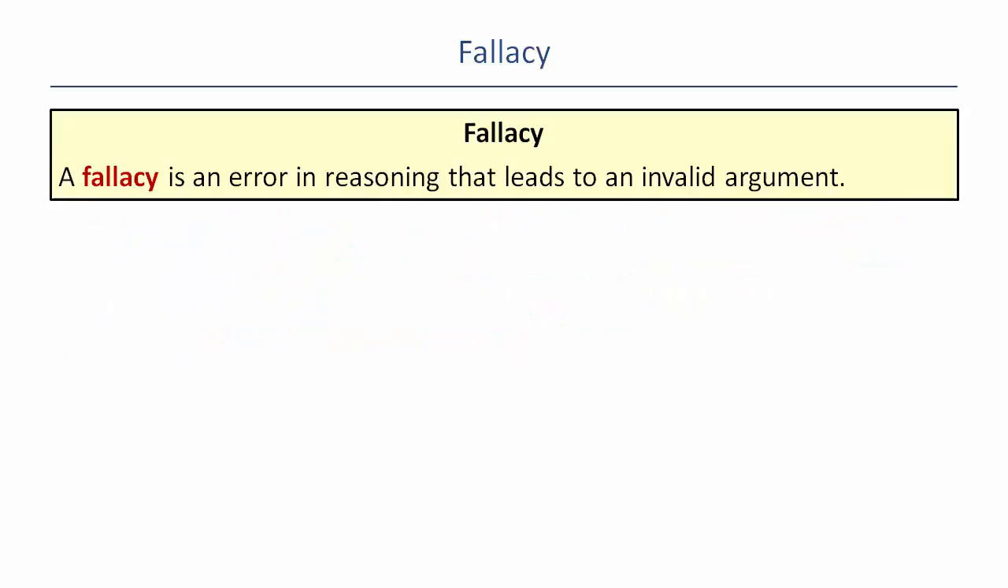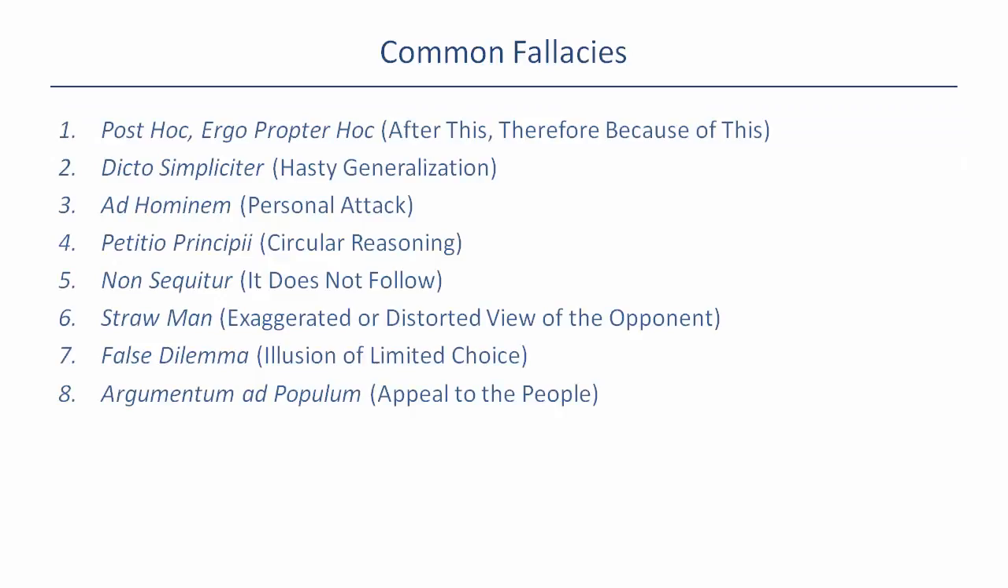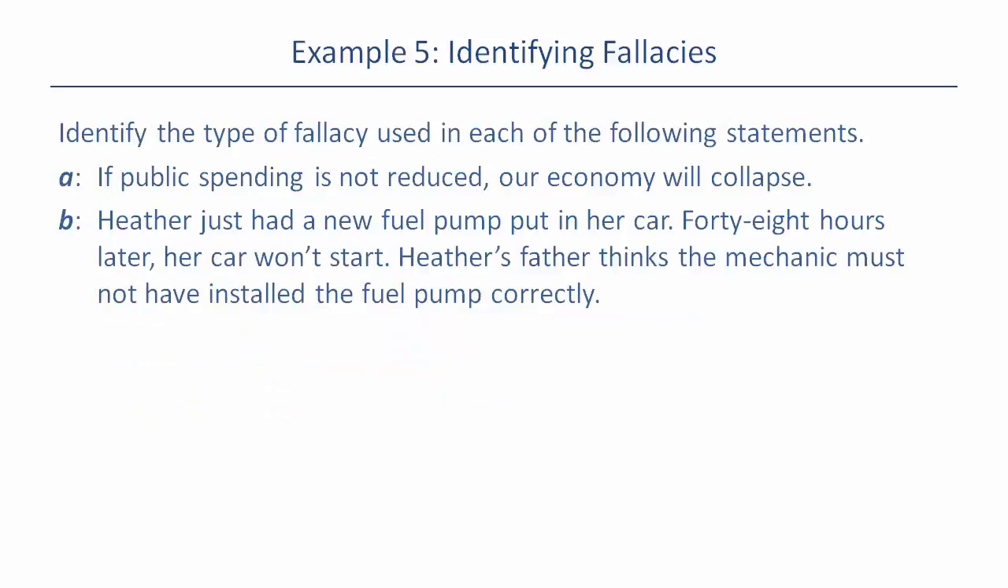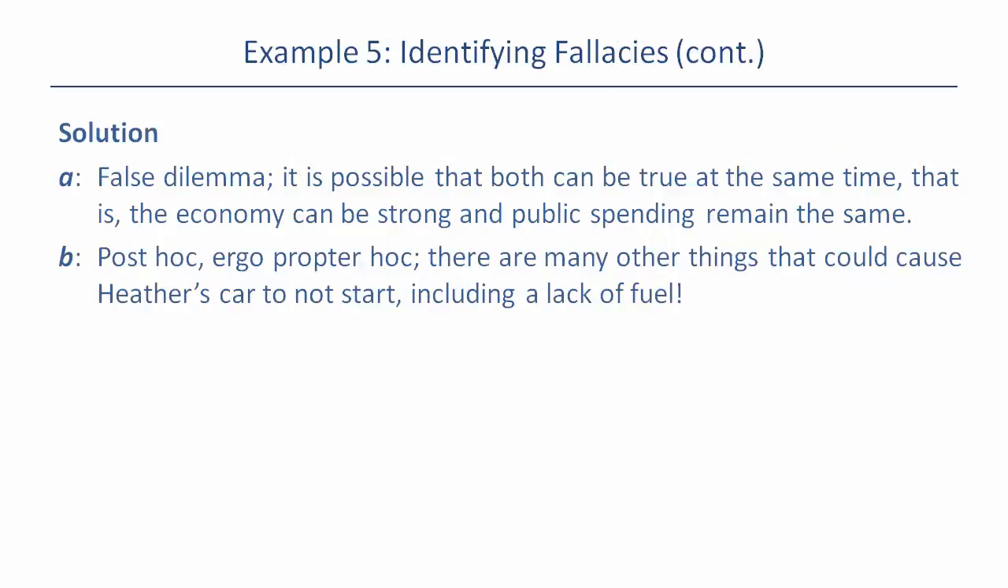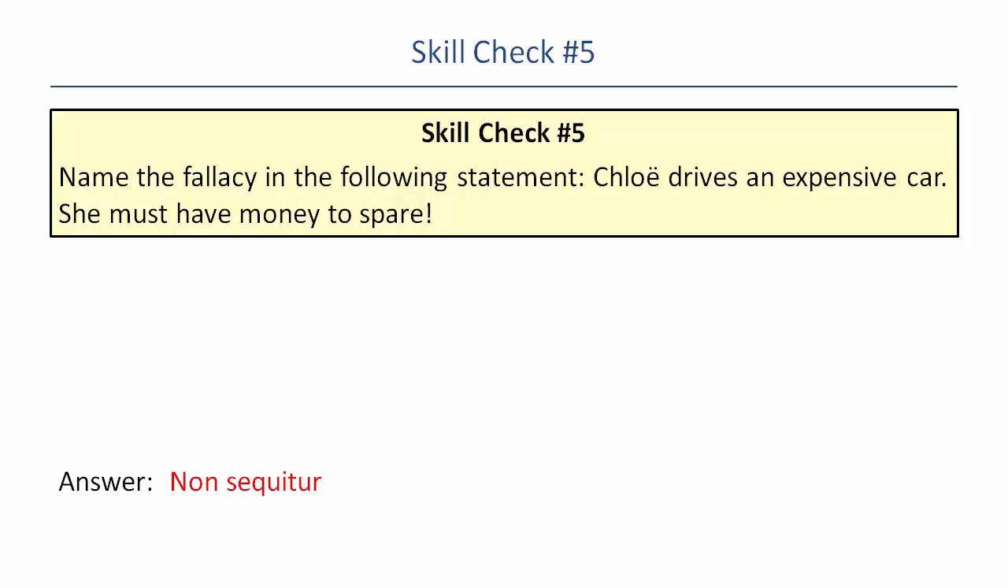Okay, fallacy, the last thing we want to talk about, is just when you have an error in reasoning. Now, there are many different types of fallacies. There are a lot of words for them. It's a lot of vocabulary if you want to try and remember them. I wouldn't recommend it, but here are some common fallacies that come up a lot. Here's an example of identifying a fallacy. False dilemma was the first one, post hoc ergo propter hoc, and so on and so forth. You can try this one.